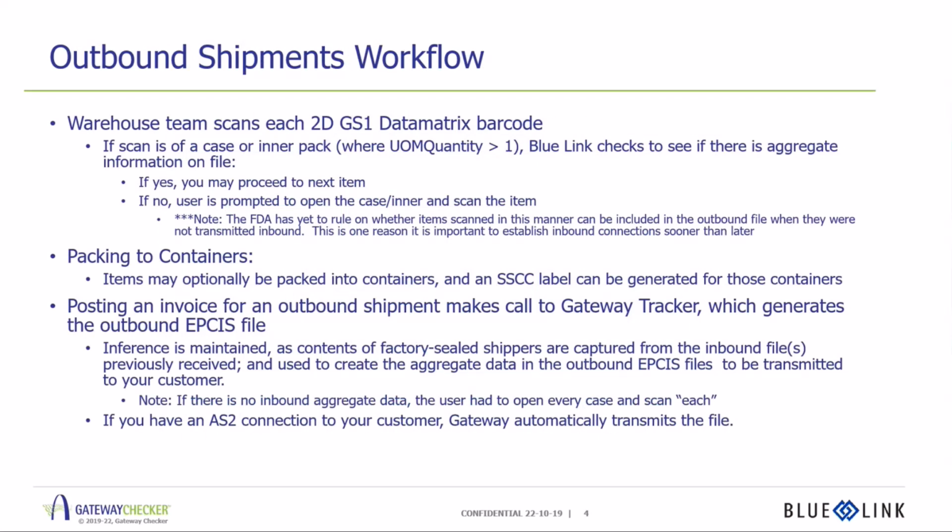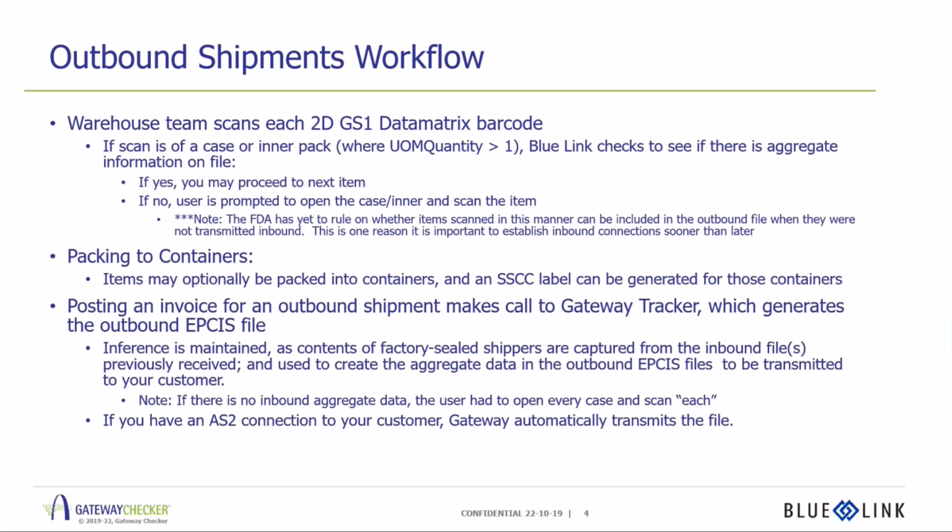Well, in the BlueLink app, your person in the warehouse is going to need to scan the 2D data matrix barcodes that are on the products that you're shipping. And what's going to happen behind the scenes is as you scan those items, we're going to be doing a lookup against the previously received aggregate information. So if you scan a case that's sealed, again, the case has to be sealed for this to be valid, we're going to do a lookup against the information that came in previously for that SGTIN. And if we find aggregate information, you're good to go. You can keep moving on to the next item.